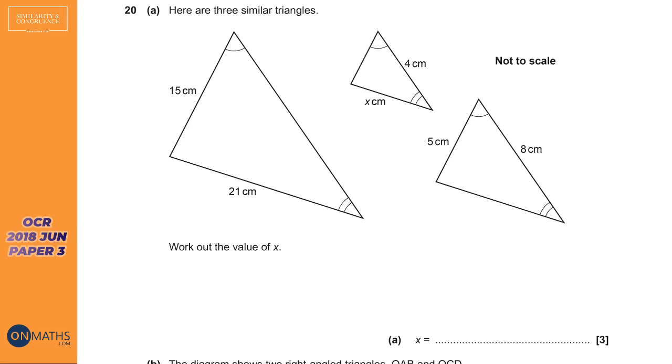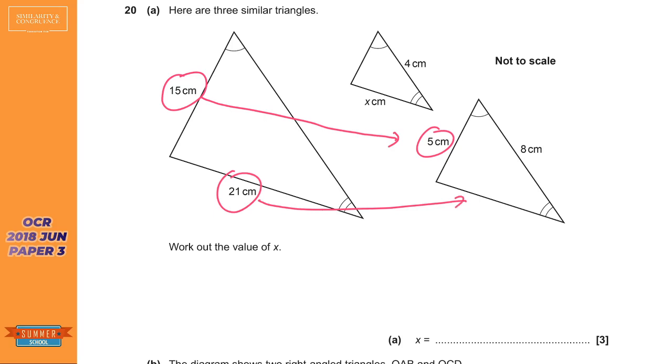Our last question is from OCR, and this time we've got 3 similar triangles. Now all we need to do is find out what x is. So you might be thinking, can we not just go straight from the big one to the small one? Well, no, we can't, because we don't have enough information to do that. We've got to go from the biggest one to the second biggest one to the smallest one. So we're going to start off going from the big one to the middle-sized one, and first find the scale factor. So we find 2 corresponding lengths.